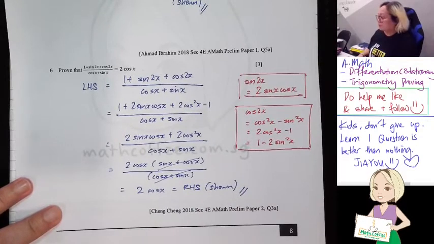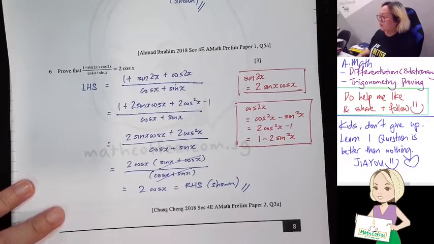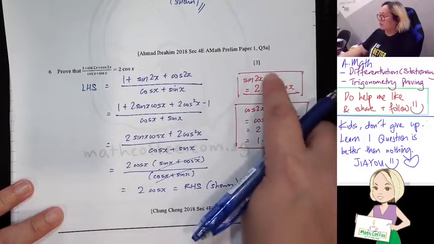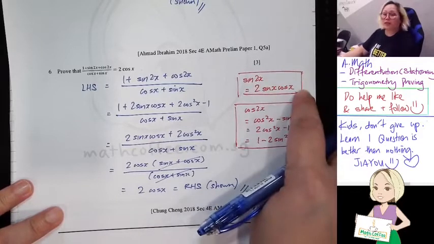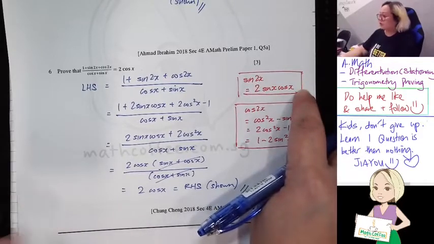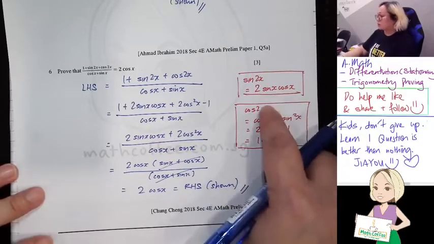Okay, so in this question proving, I have used the double angle. I make use of the sine 2x to change to 2 sine x cosine x. This one got no other way of changing. There's only one identity. Cosine 2x, we have 3.